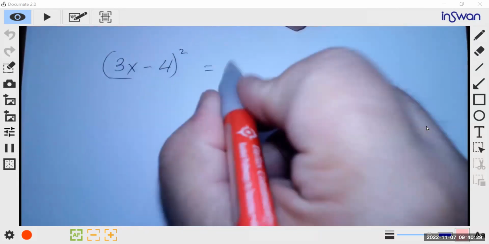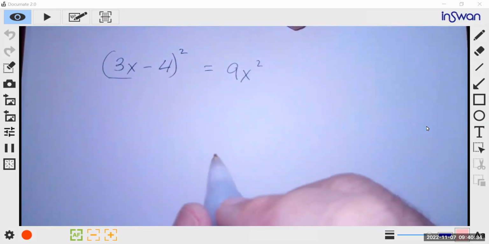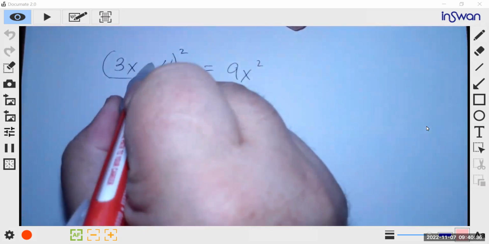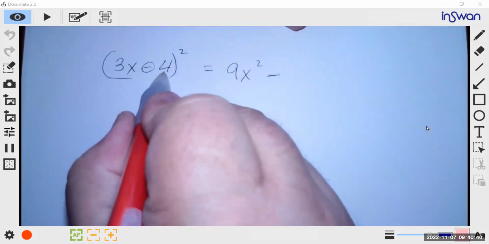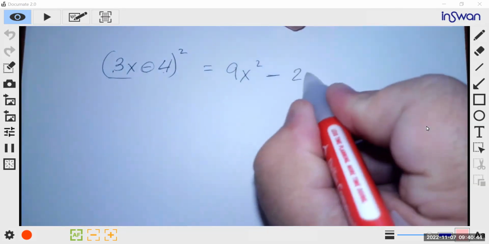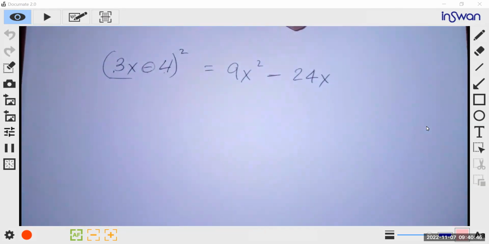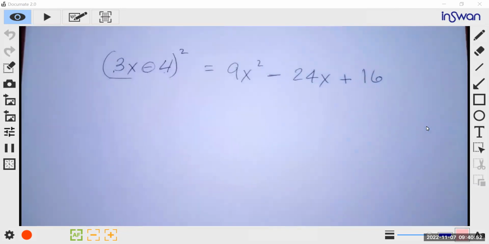Yeah, so the first one is 9x squared. Yeah, the second, since that's a minus, it's a minus. 4 times 3 is times 2, 24x. The second sign's always a plus. Once you see it, it makes life a lot easier for you whenever you have to deal with squares.